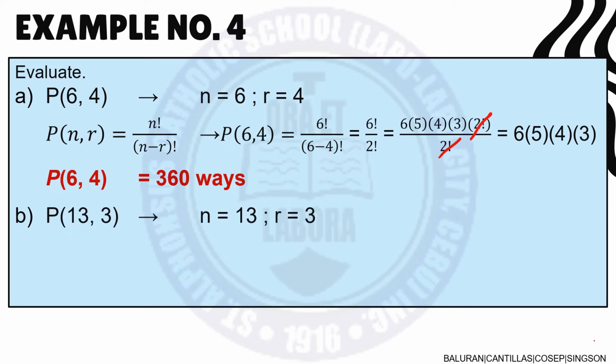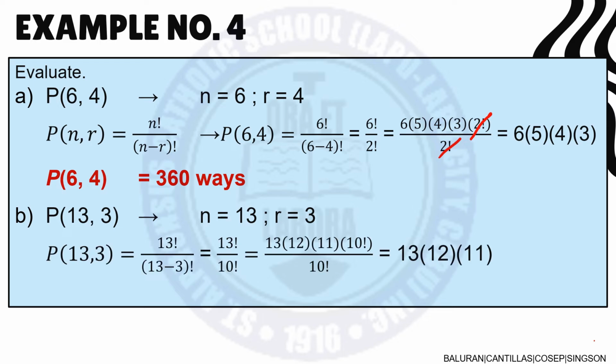Another example would be the permutation of 13 objects or things taken 3 at a time, so n is equal to 13 and r is equal to 3. Simply substitute in the given formula. So we have 13 factorial over the quantity 13 minus 3 factorial, which is equal to 13 factorial over 10 factorial.